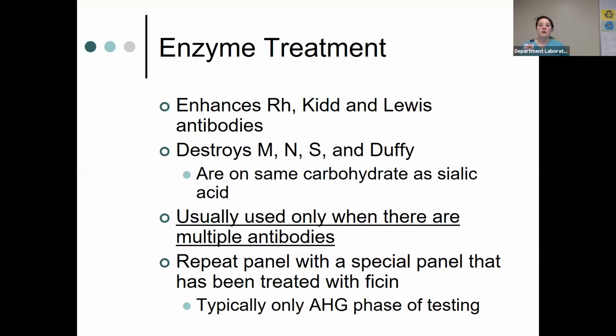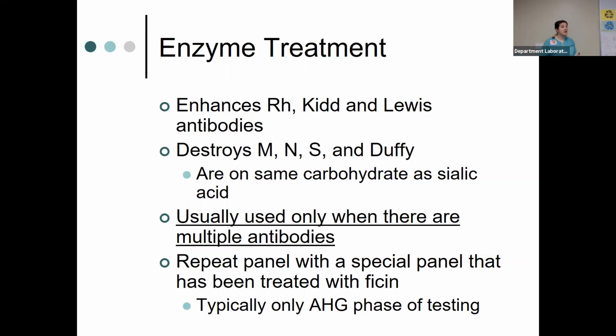All right. So we have established that enzyme is going to destroy your MNS, big S and little s, and your Duffy A and Duffy B. It's also going to enhance some reactions. It's going to enhance your Rh, it's going to enhance your Kidd. Sometimes you'll even see it enhance your Lewis A and Lewis B reactions if they're there, okay? And again, we usually only use this technique if you're trying to identify multiple antibodies. So for those sickle cell patients that have multiple antibodies, you'll probably always want to do an enzyme treatment.